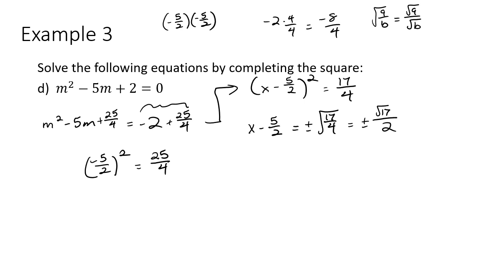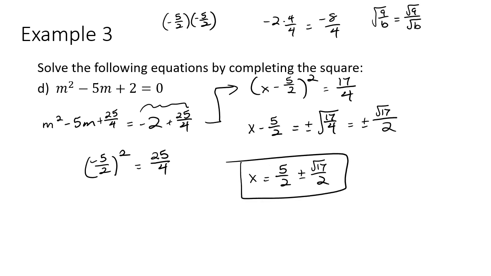Right? And then after that, the last thing we need to do is solve for x by adding 5 halves to both sides. So we get a positive 5 halves plus or minus the square root of 17 over 2. This works as an answer. If you would like to write this in the same form that the quadratic formula would give you, you could also combine these fractions together because they also always have a common denominator. This would be the same as 5 plus or minus the square root of 17 all over their common denominator of 2.